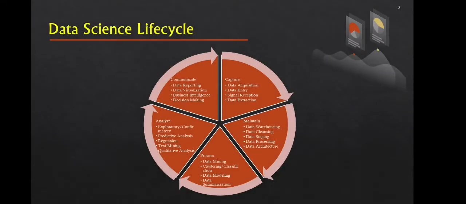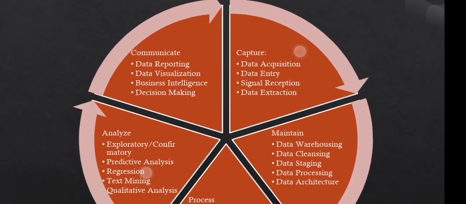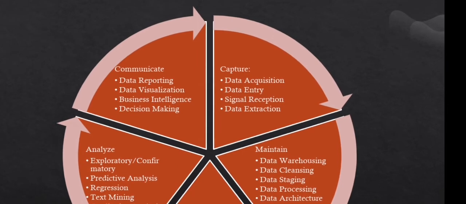Now that you know what data science is, let us focus on the life cycle of data science. The data science life cycle consists of five distinct stages, each with its own tasks. The first one is capture: data acquisition, data entry, signal reception, and data extraction. This stage involves gathering raw, structured, and unstructured data.